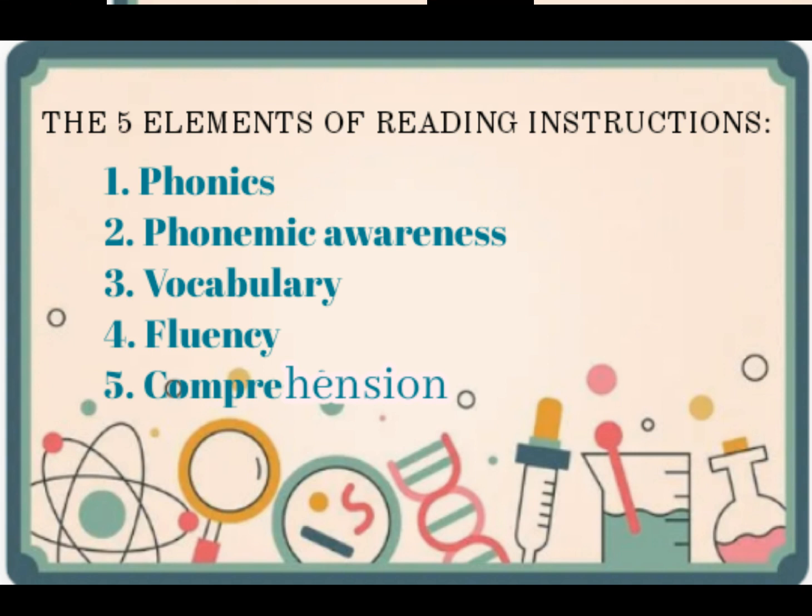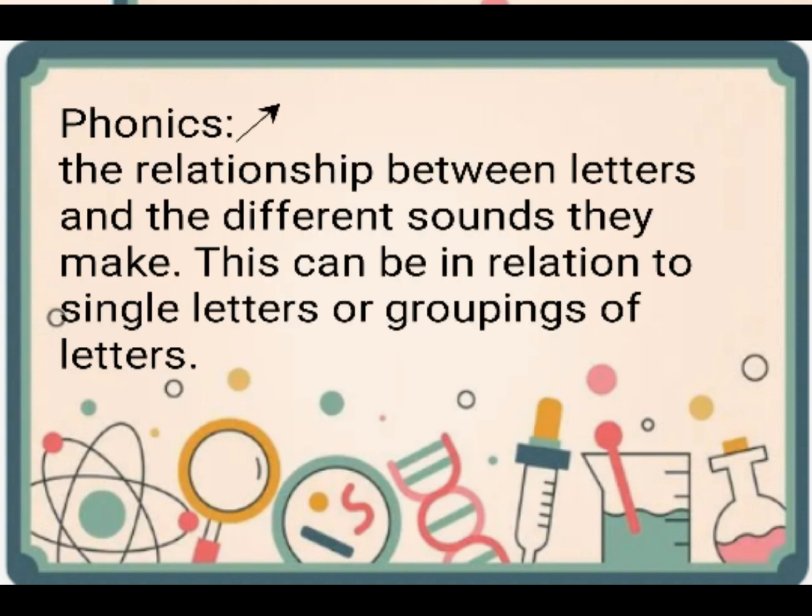These are the five elements of reading instruction. Number one, phonics. Number two, phonemic awareness. Number three, vocabulary. Number four, fluency. And number five is comprehension. Phonics: the relationship between letters and the different sounds they make. This can be in relation to single letters or groupings of letters.